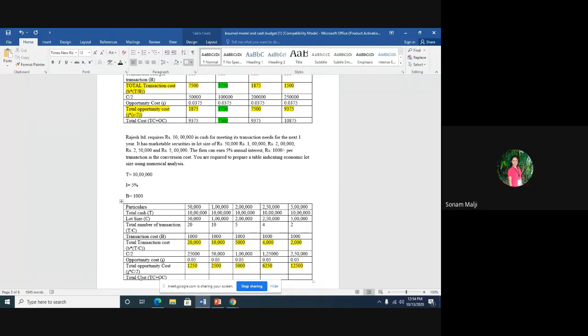Out of those options, which is the optimum? 2 lakh. 5,000, 5,000, ma'am. Both are matching. If you see, the transaction cost and opportunity cost are the same, 5,000 and 5,000, at 2 lakh.